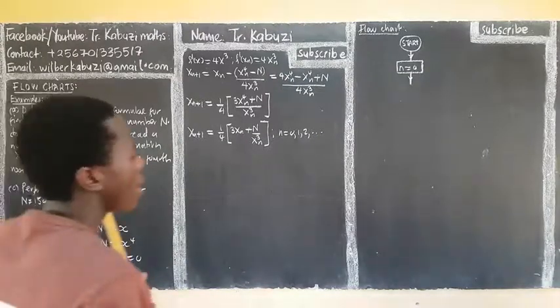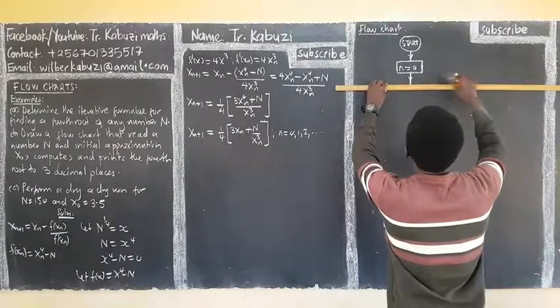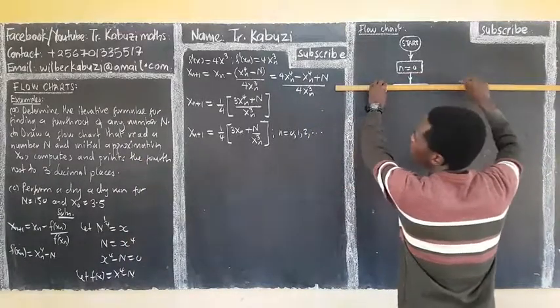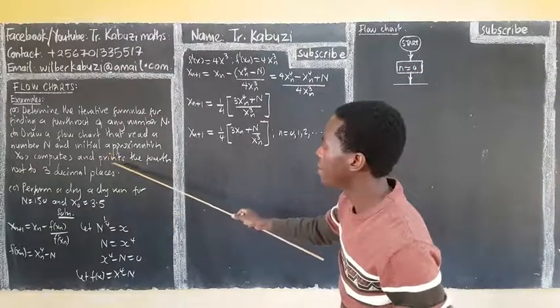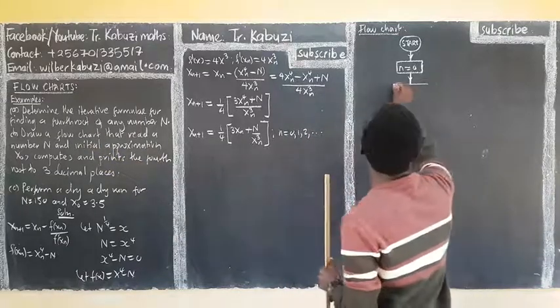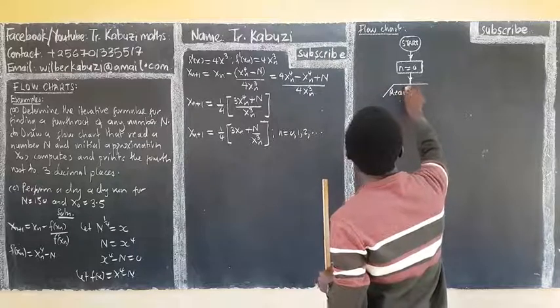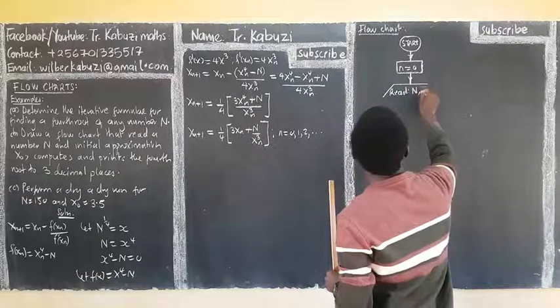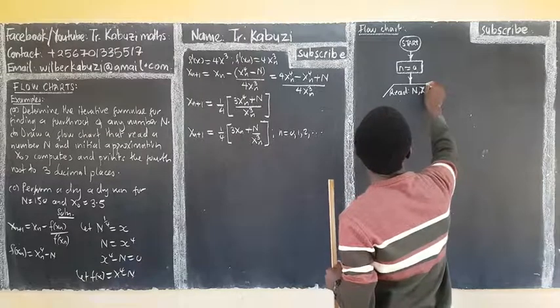Now we come to our read part. So here, remember, they're telling us that this one should read the number for the fourth root and the initial approximation. So here on the read part, we are reading n and the initial approximation x naught.